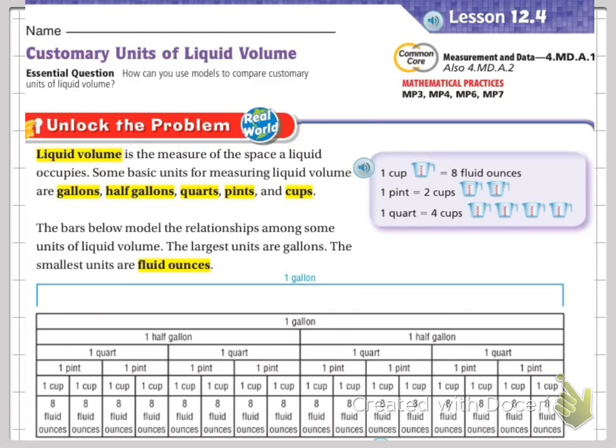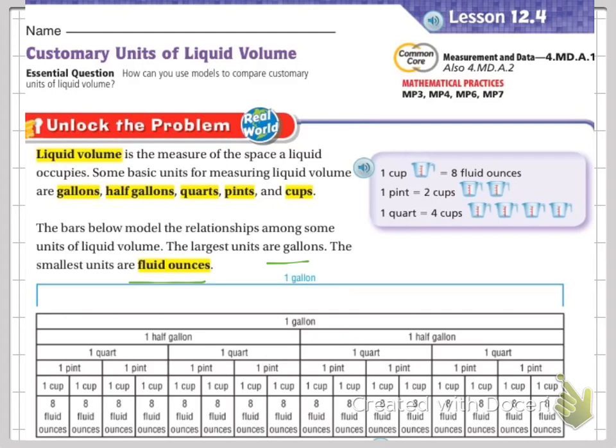So remember, when we're talking about weight, we have ounces as well. 1 pound is 16 ounces, and we also have fluid ounces when we're talking about liquid volume. So please do not confuse the two. The biggest liquid volume measurement that we're going to be working with is gallons, and the smallest one is fluid ounces. Here on the bottom we have a chart that shows the comparison between a gallon, half gallons, quarts, pints, cups, and fluid ounces.